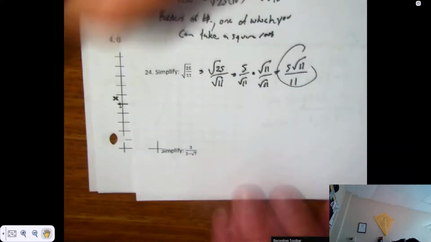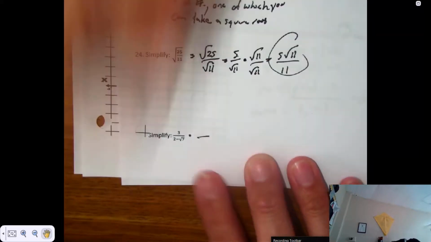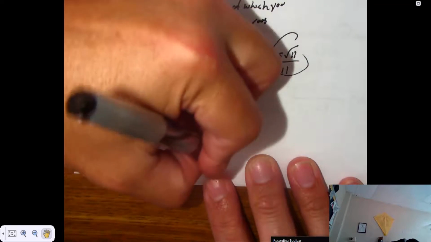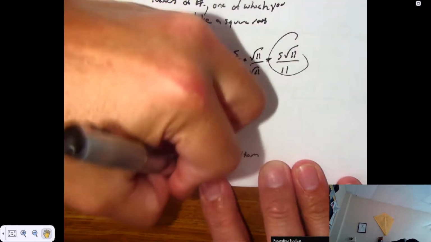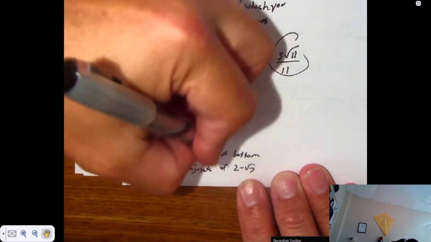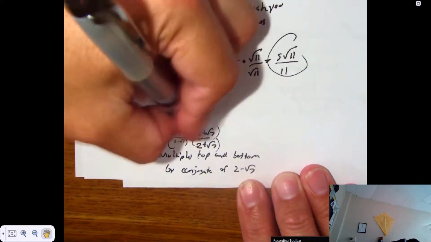And the last one of the twin. We have 3 over 2 minus the root of 7. What we're going to do is multiply the top and bottom by the conjugate of 2 minus a root of 7, which if you pay attention in class is 2 plus a root of 7. This is actually an easy one.